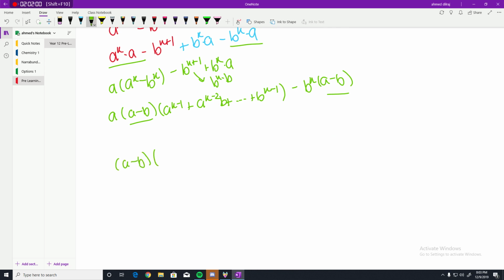And you can see that I'm just left with my last little statement. I get a to the k plus a to the k minus 1 b plus all the way to plus b to the k minus 1 over here, plus b to the k. Sorry, this is plus, this is not minus. Because you take out a b to the k, right? So this is plus b to the k, and that's equal to our right-hand side.